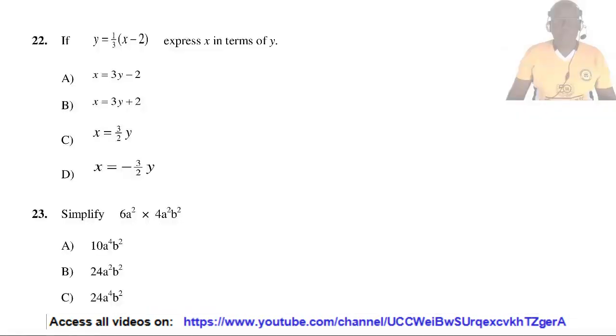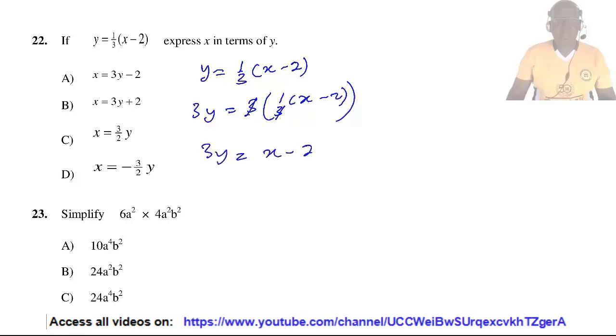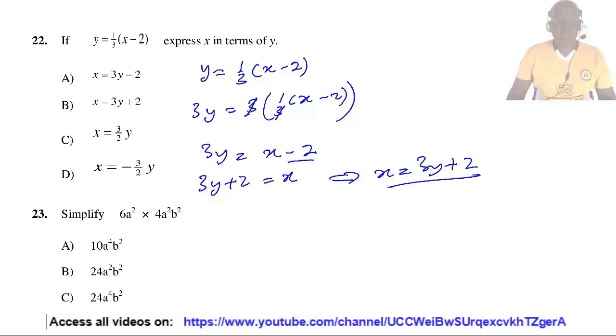Question 22. If y equals 1/3 times (s minus 2), express s in terms of y. That is, y equals 1/3 times (s minus 2). We shall multiply through the equation by 3 to eliminate the fraction. That is 3 times y to be equal to 3 times 1/3 times (s minus 2). 3 cancels 3, so we shall get 3y to be equal to s minus 2. We shall move minus 2 to the other side of the equation. So 3y plus 2 to be equal to s. So this implies s equals 3y plus 2. So the answer is B.